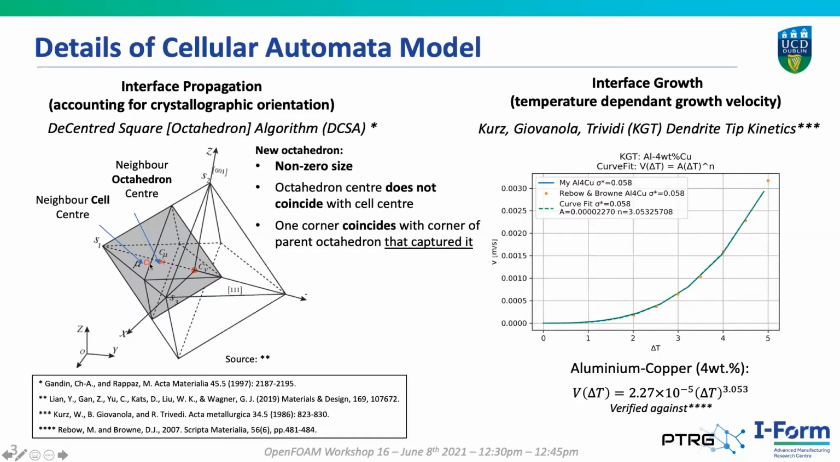The growth velocity of these corners is modeled to be dependent only on the thermal undercooling, which is the temperature difference below the liquidus. And I use the KGT dendrite tip kinetics law to obtain a curve-fitted polynomial for a relationship between growth velocity and the thermal undercooling.